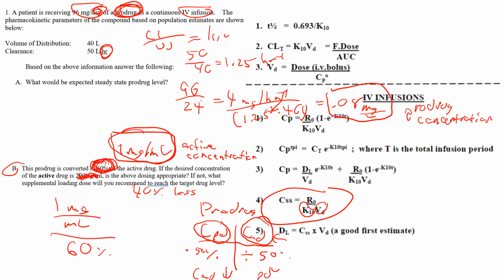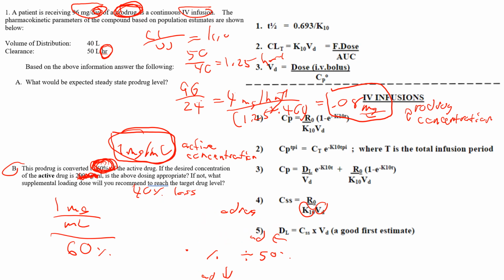But anyways, with that out of the way, we can finally solve this problem. So we're looking for the concentration of our prodrug in the plasma now, right? Which is really simple. It's just 1 divided by 60%. We need our concentration of prodrug in the blood to be 1.67 milligrams per liter.